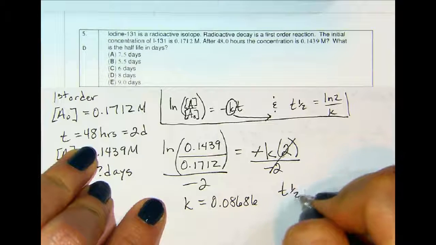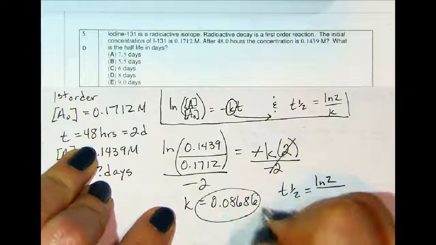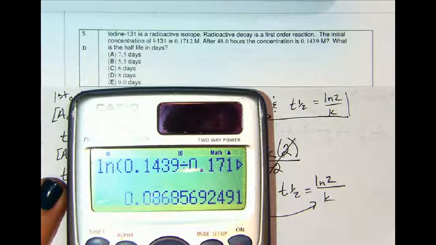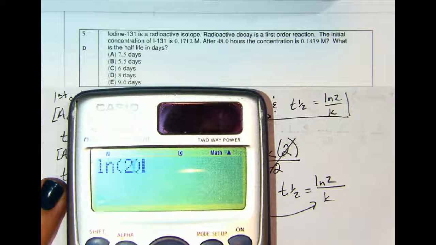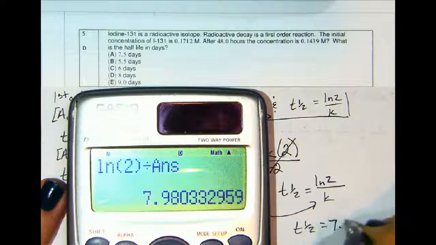The T1 half equals the natural log of 2 divided by this value of K. So I will now take the natural log of 2, close parenthesis, divided by the previous answer, and that's going to give me a half-life equal to 7.98 days, or based on the answer choices we're given, we'll round that off to 8 days, which is letter D.